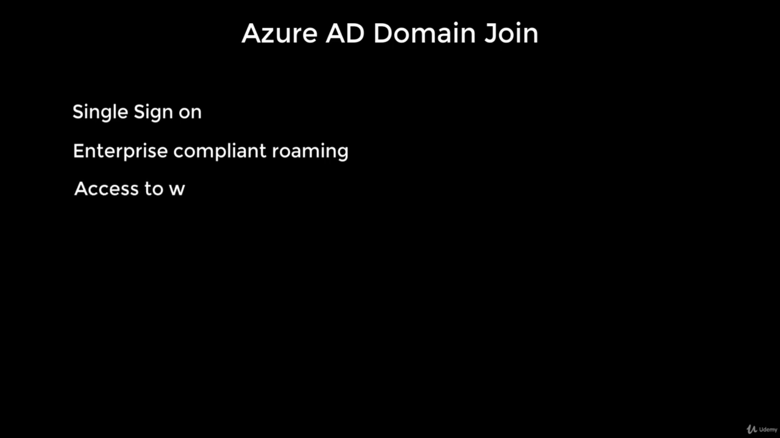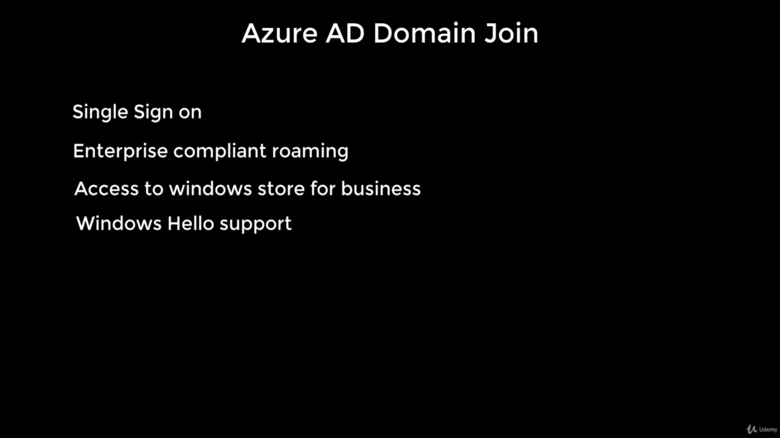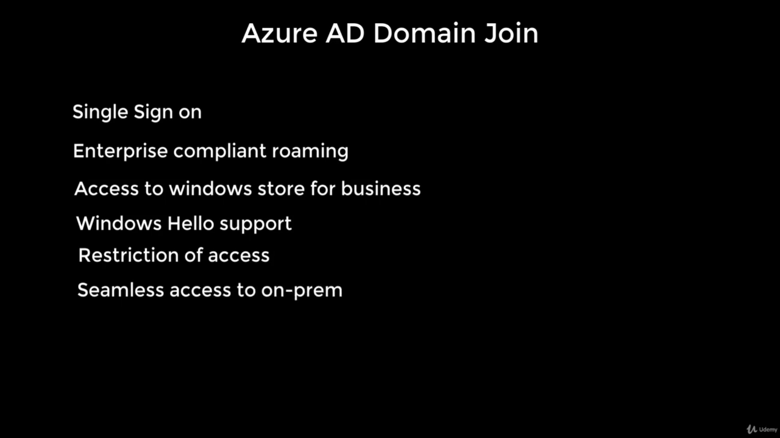You will get access to the Windows Store for Business when you use your Azure AD account. Your users can choose from a range of applications that are pre-selected by your organization. There's a Windows Hello support for secure and convenient access to work resources. You can have restriction of access to applications from only devices that meet compliance policies. Not just cloud, you can also have seamless access to your on-premise resources when the device has a line of sight to the on-premise domain controller. So it's just not about cloud-based applications, but also on-premise applications.